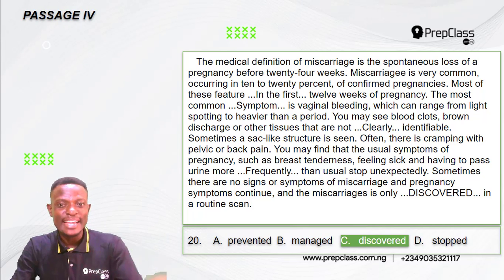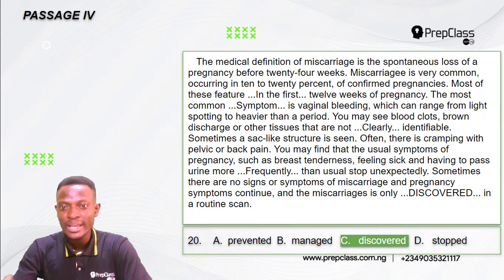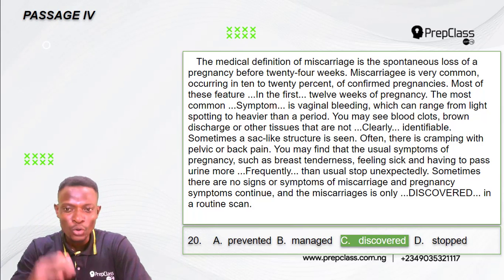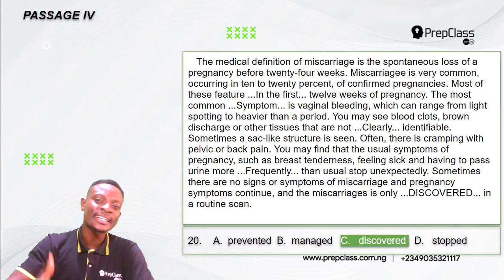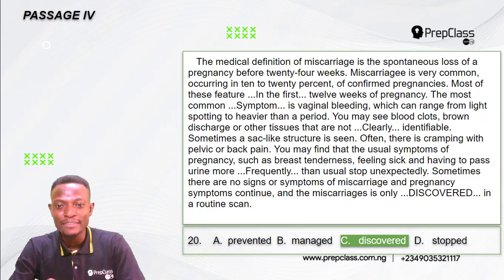Sometimes there are no signs or symptoms of miscarriage, and pregnancy symptoms continue, and the miscarriage is only discovered in a routine scan. It is only when some people go for a routine scan that they know they are having a miscarriage.